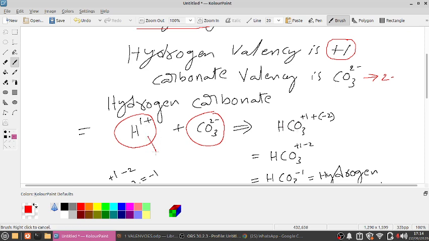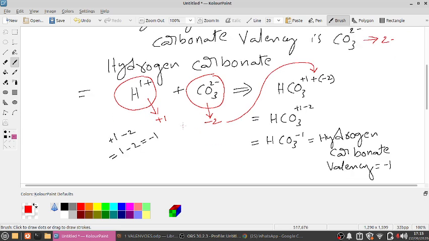Valency of hydrogen is plus 1. Carbonate valency is minus 2. You simply add these two valencies right here. Okay, I am adding here. See that, plus 1 plus minus 2. Plus 1 minus 2 is minus 1. So hydrogen carbonate valency is HCO3 minus 1. Hydrogen carbonate valency is minus 1.